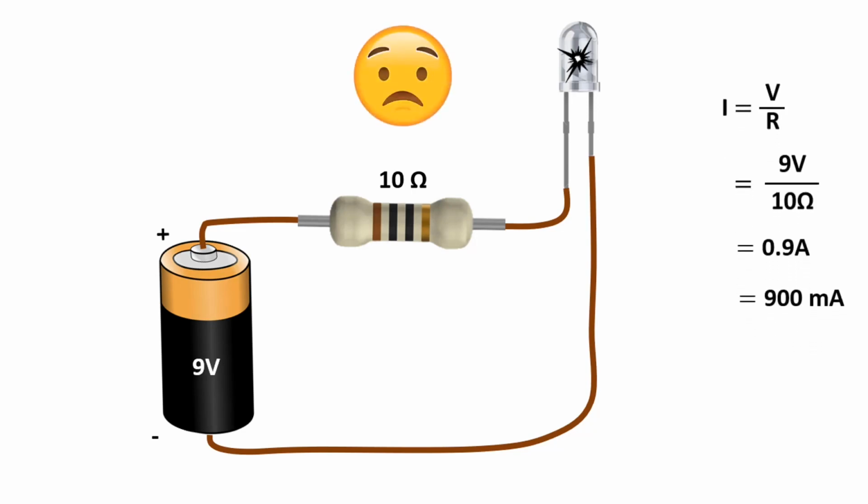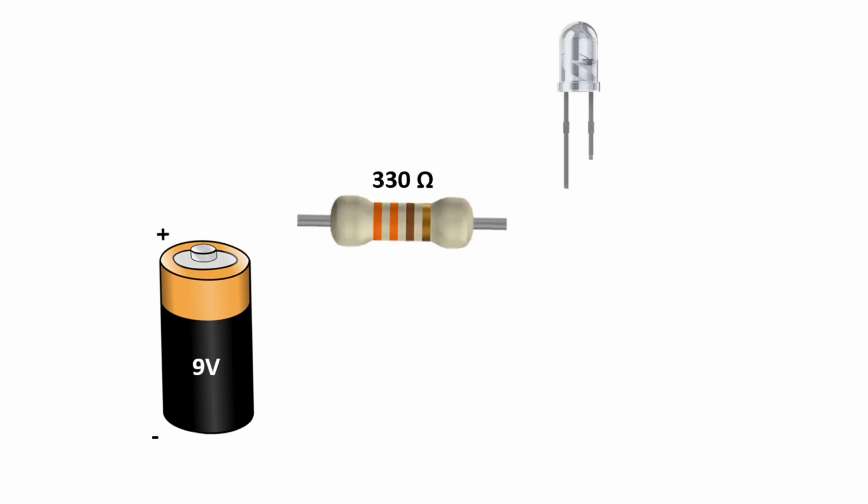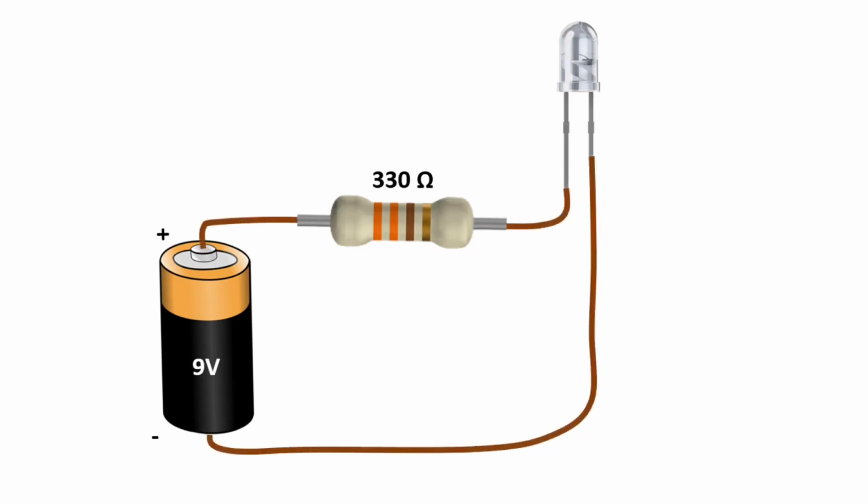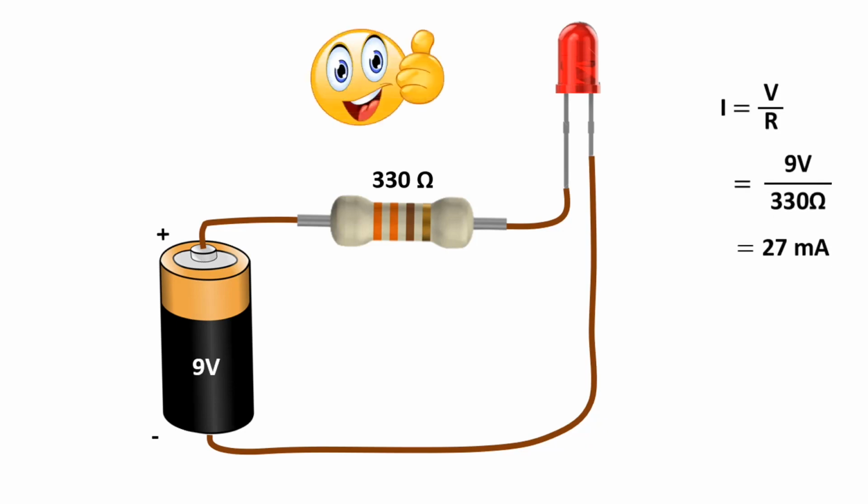Because when we calculate the current passing through the circuit, it will be approximately 900 milliamps from 9 volts divided by 10 ohms. Since this current is too high for the LED, it is damaged. But if we connect a 330 ohm resistor to this circuit, the current will be about 27 milliamps. This current is a suitable current for the LED to work properly. If we increase the value of the voltage source, we need to choose the appropriate resistor with this principle. Here, some voltage is also consumed on the LED, but I did the calculation by ignoring it. It is also worth noting that.